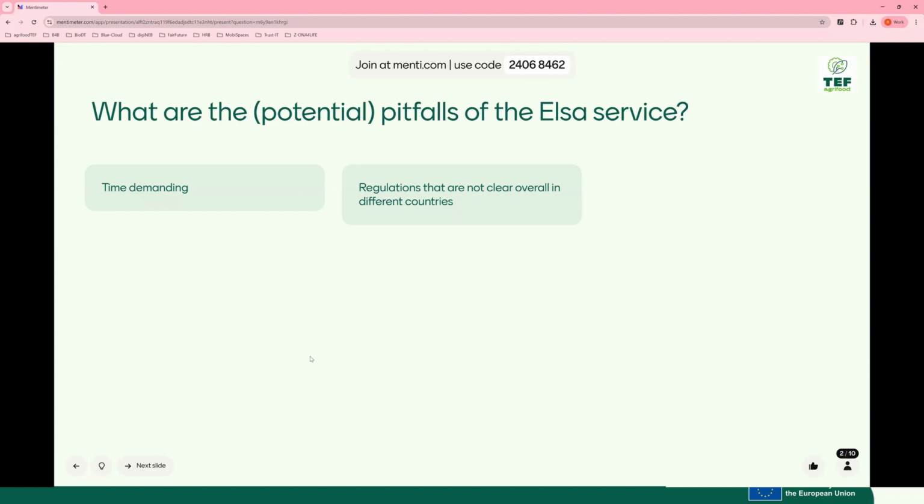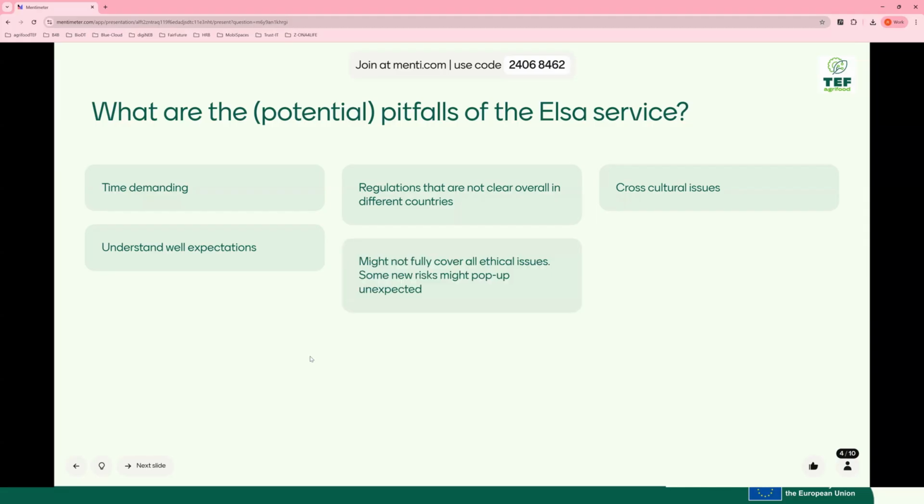Something that John also mentioned at the very end was the fact that the ELSA service that we are providing gives some recommendations, but then you also need to explore this in more detail with an expert. So if I can also make a comment, most probably in terms of pitfalls, I would have said this one. Then we have also other two points about the cross-cultural issues. The expectation is to be understood well, good point, and that they might not cover all the ethical issues. So new risks might pop up unexpectedly, which is also a valid point.